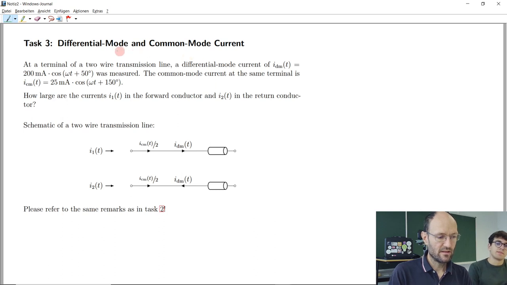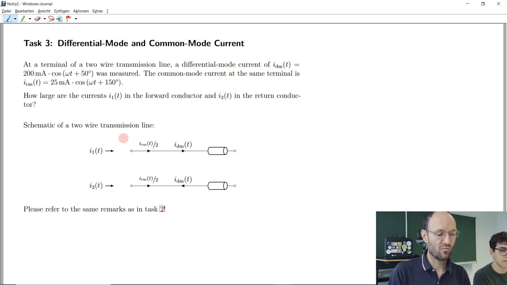If we take a further look at this task 3, which is very similar to the one that we just did before, this is about differential mode and common mode current, not voltage. But once again, we have two time domain functions given, now for the differential mode current and for the common mode current, once again with some magnitude and phase of cosine functions. And now the question is, how large is the real current on the forward and the return conductor?